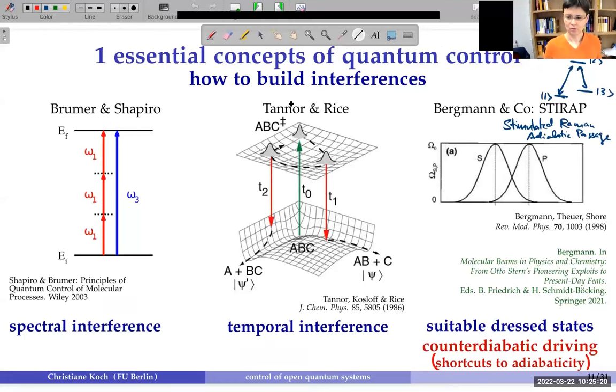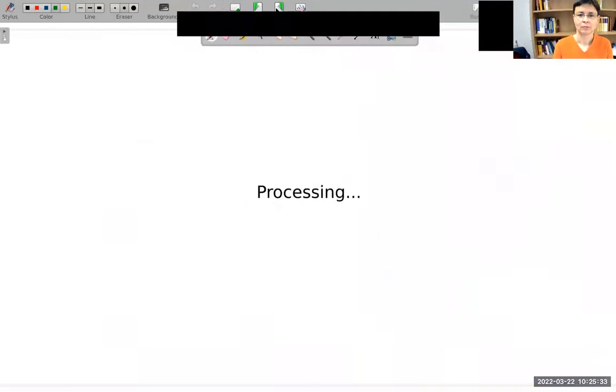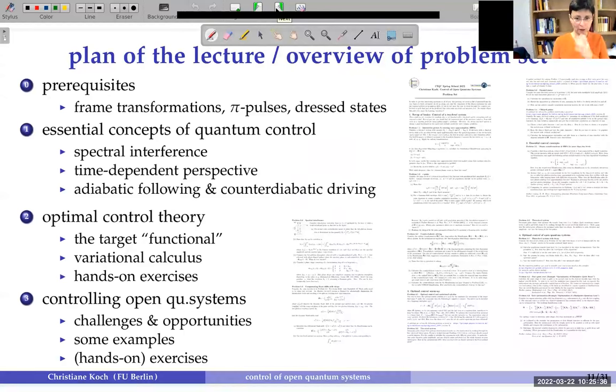Okay, so let me do my check marks. We've done this, this, this, and this. Okay, so here we go. I already alluded to the problems that come with this part one, and we're now ready to go to optimal control theory, unless there's another urgent question. No open questions right now. Okay.